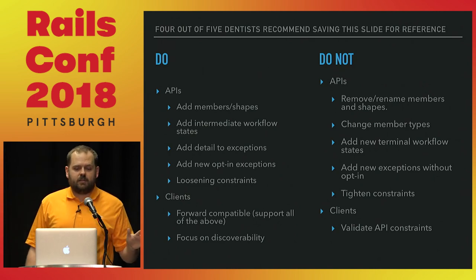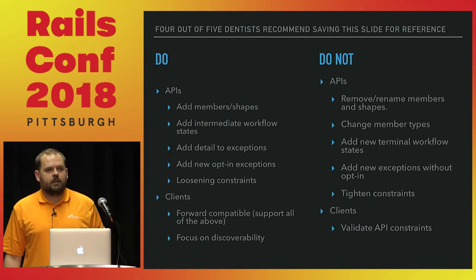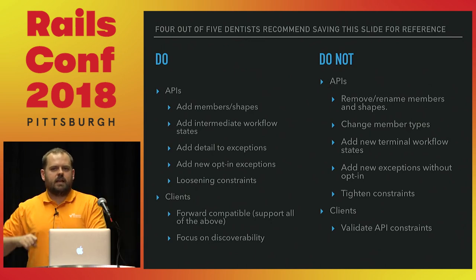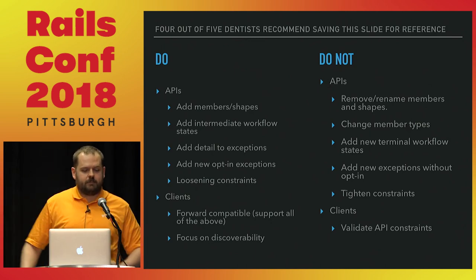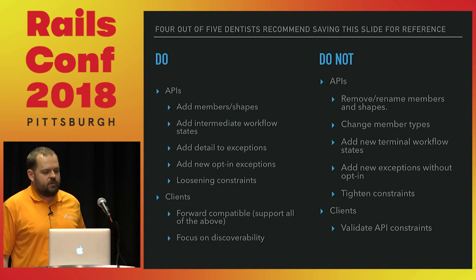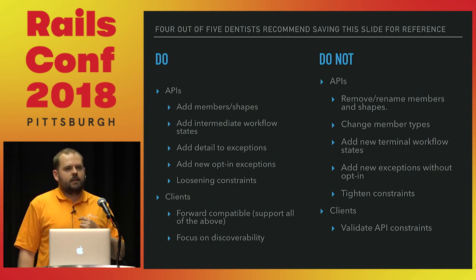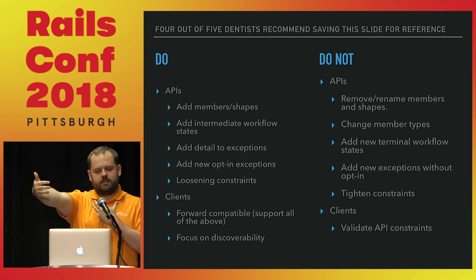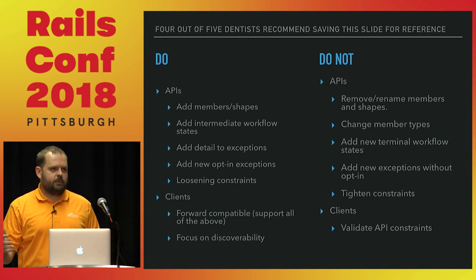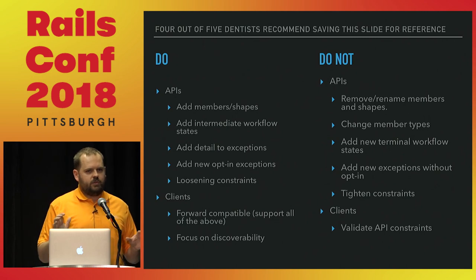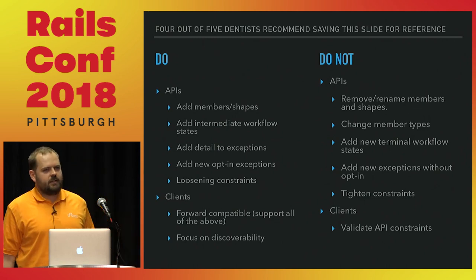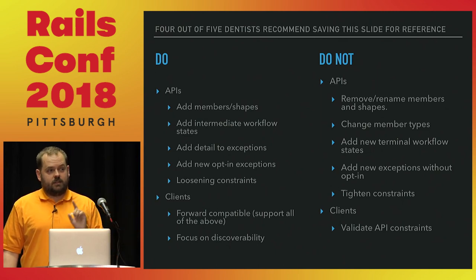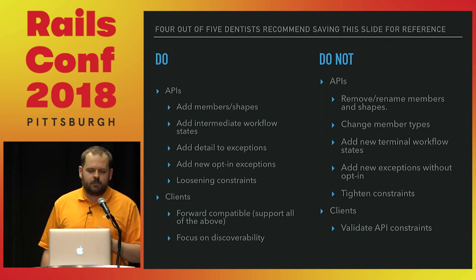Do add detail to existing exceptions. Do add new opt-in exceptions. So I use a new feature, I might get a new type of exception. That's okay. Do loosen constraints. And for clients, think about forward compatibility. Build so you support all of those things. Focus on discoverability, which is not something we dove into too much, but could be a whole talk in and of itself. And Kyle and Jim's talk at reInvent talked a little bit more about this topic if you're interested.